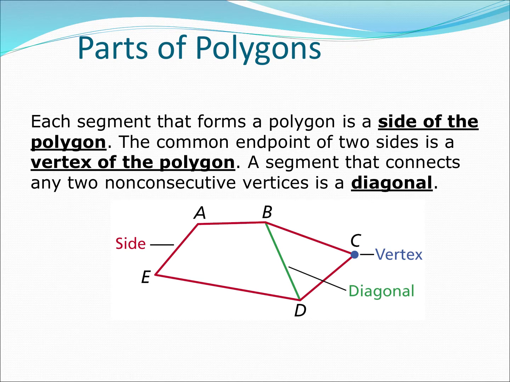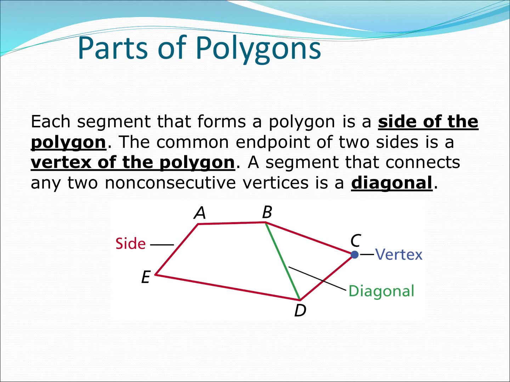So each segment that forms a polygon is called the side of a polygon. The common endpoint of the two sides is called the vertex. So in my polygon here, I have a vertex at A, B, C, D, and E. And then the segment that connects any two non-consecutive vertices is called a diagonal. So the green line here is the diagonal.